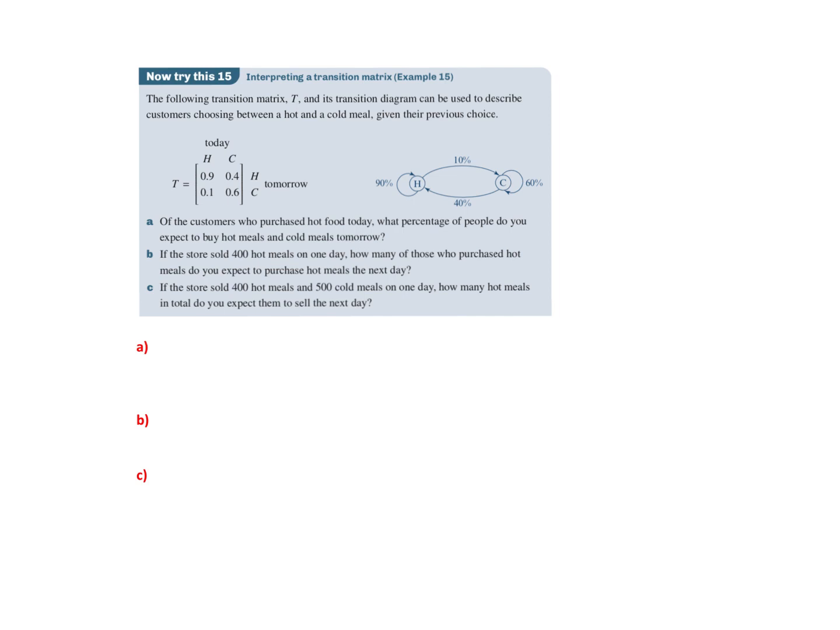So the following transition matrix T and its transition diagram can be used to describe customers choosing between hot and cold meals given their previous choice. Okay, we've got it there. So let's say, of the customers who purchase hot food today, what percentage do you expect to buy hot and cold meals tomorrow?